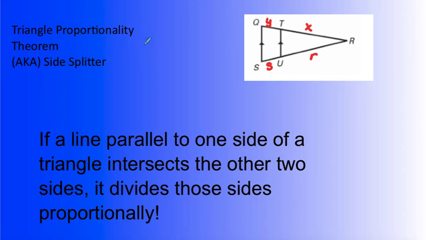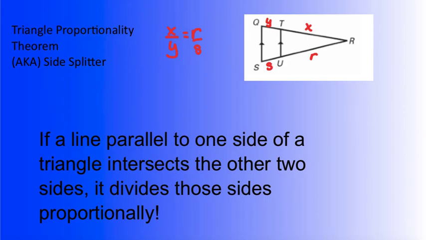And the proportion that would be true is X over Y equals R over S. So we're cutting the sides proportionally. We're splitting the sides proportionally. So X over Y equals R over S.